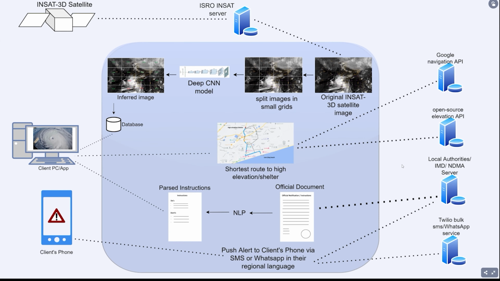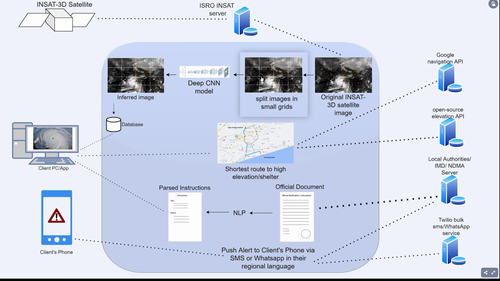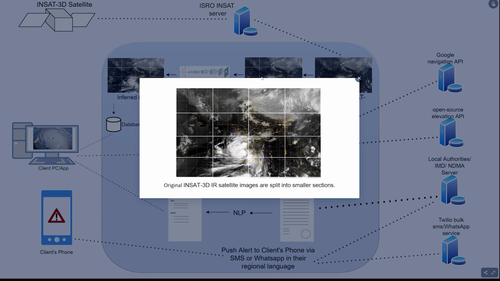So this is how the overall architecture of our proposed solution will look like. First, we will get the original INSAT 3D satellite IR images from the INSAT server via APIs. Because these are satellite images, they are going to be very large. So we need to split them into smaller sections first. So as a pre-processing step, for each and every image we receive, we will split them into smaller sections like this. And this way we will be able to localize the wind speed estimates in the region.